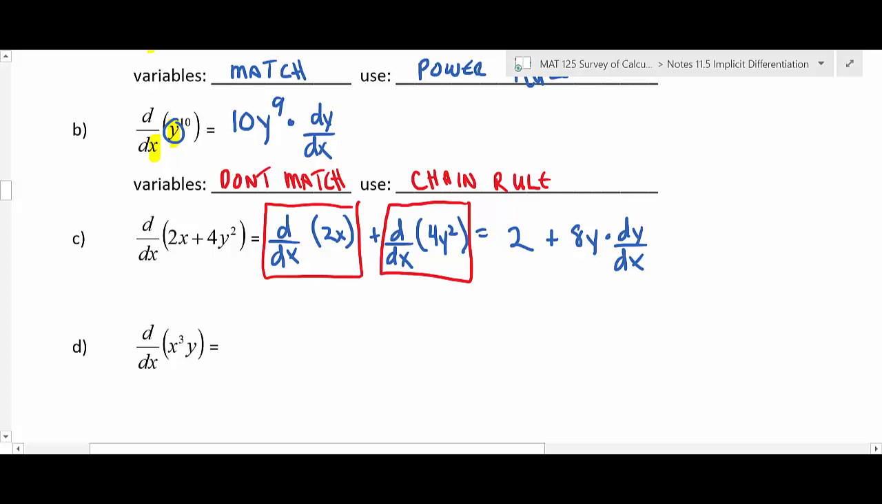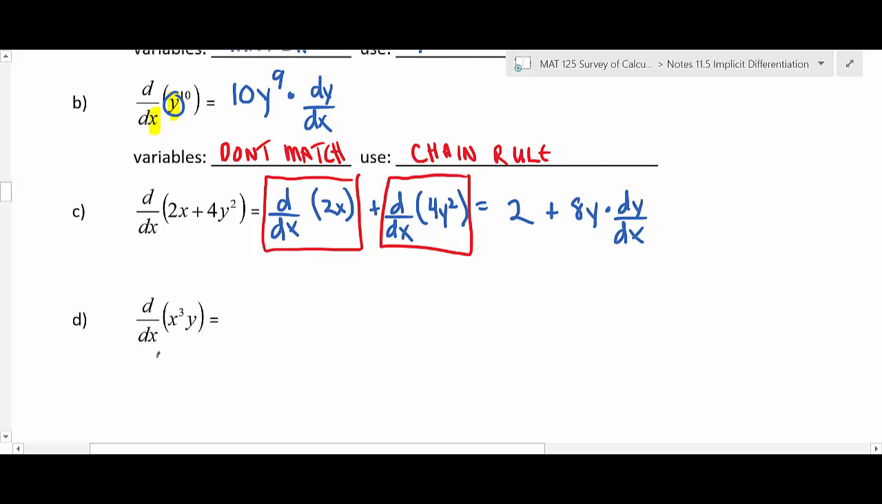Now the next one. You have to look at this like this. This is 2 functions. The first function is x to the third, the second function is y. You have to look at that as 2 different functions multiplied by each other, not just one big function. So if you have 2 functions multiplied, how do you do the derivative? You do the product rule, right?